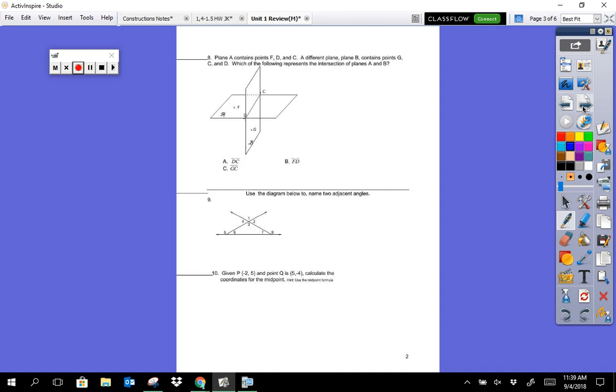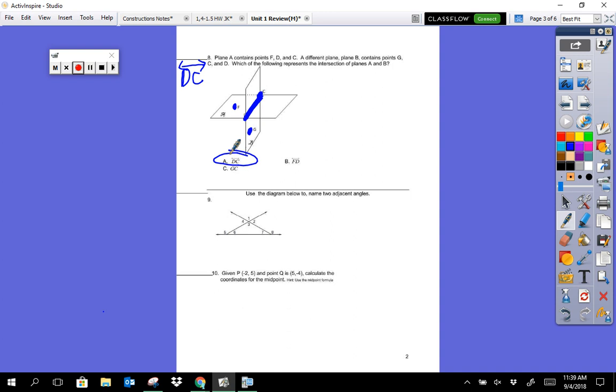Number 8, plane A contains F, D, and C. So I'll just mark where those are: F, D, and C. A different plane contains points B, G, C, and D. Which of the following represents the intersection of planes A and B? So A and B are going to cross here at this line. Make sure you understand that that's a line. And that is at line D, C. You can make it as just a line segment, or you can put arrows on the end and make that into a line. So we have answer choices here. So that would be A, D, C.